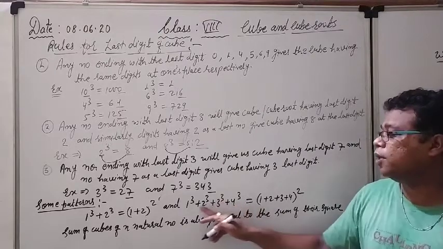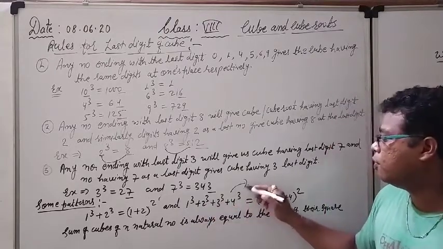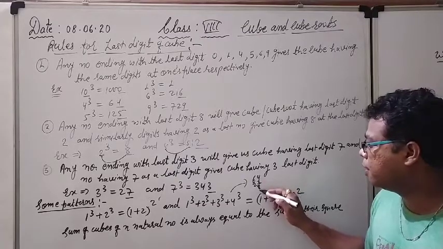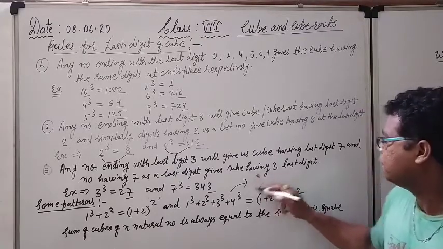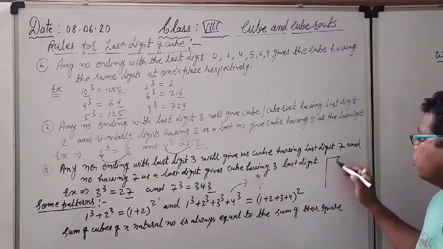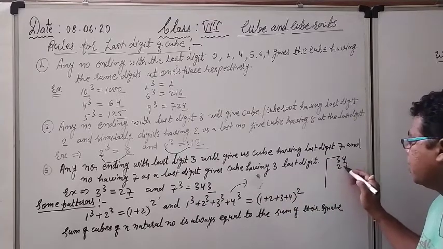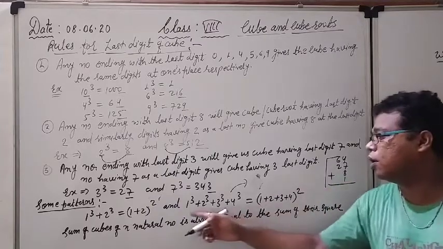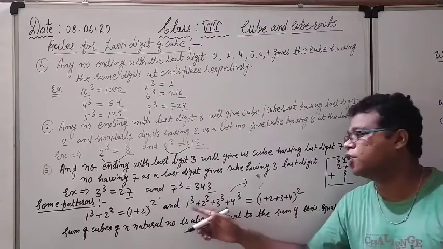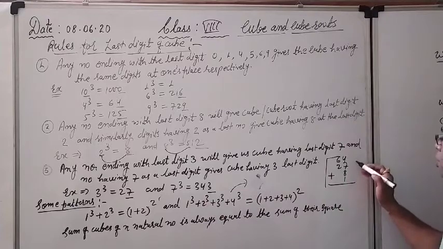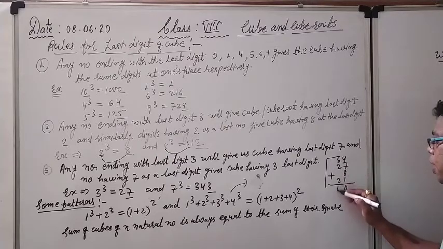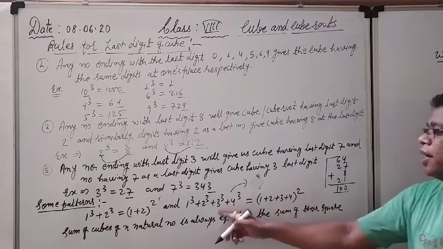Same like that, if you are finding 1 cube plus 2 cube plus 3 cube plus 4 cube, let me solve here. 4 cube is 64, 3 cube is 27, 2 cube is 8, and 1 cube is 1. If I am adding the cubes of all the numbers, so see here, 8 plus 7 is 15, 15 plus 4 is 19, plus 1 is 20, 2 on carry, 6 plus 2 is 8, 8 and 2, 100. I am getting 100 on the left hand side.